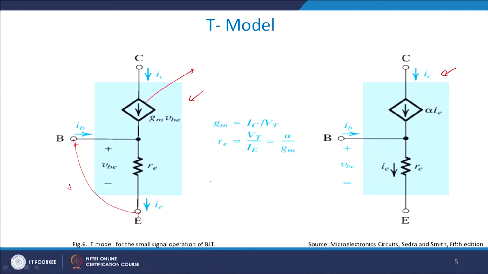So I get from here that RE is alpha by GM. You can prove it yourself to get the value of RE. Alpha is basically the common base current gain, and therefore you will have RE approximately equal to alpha by GM, right.